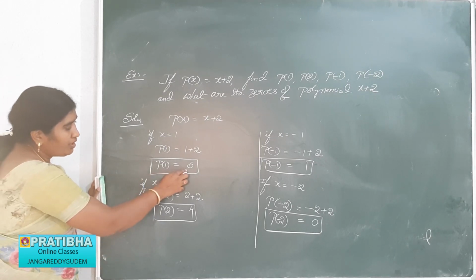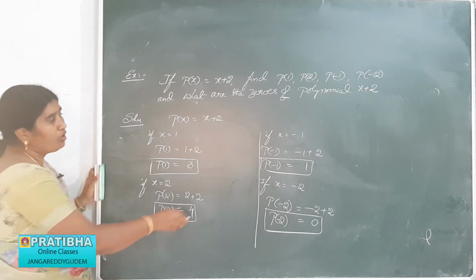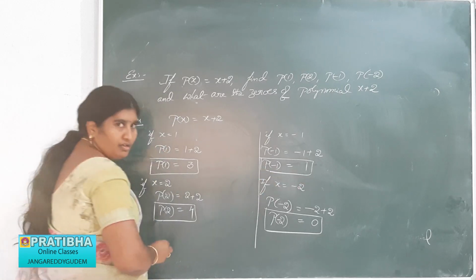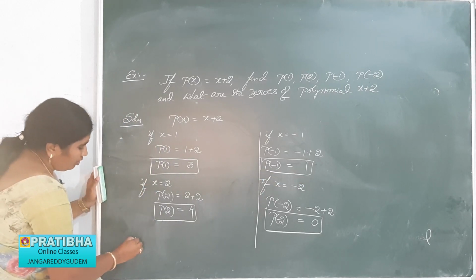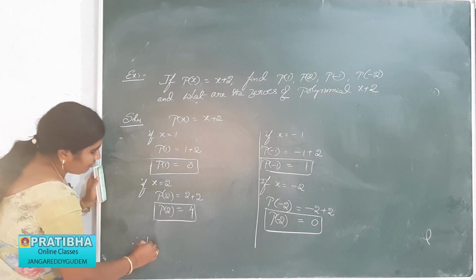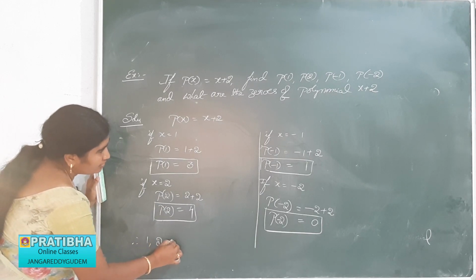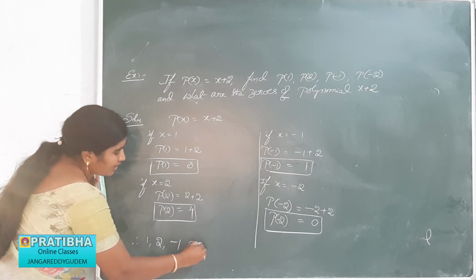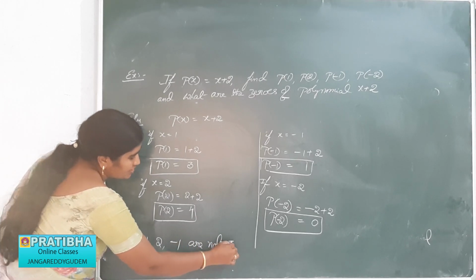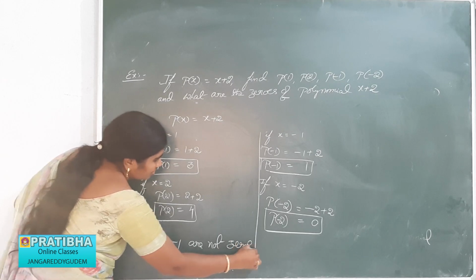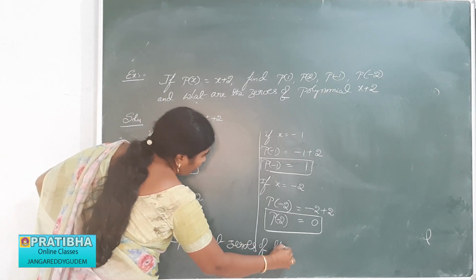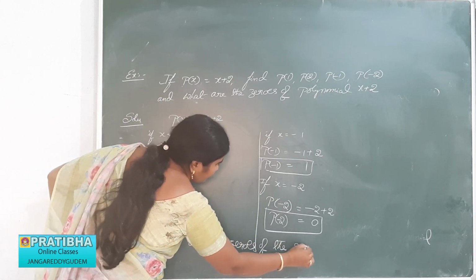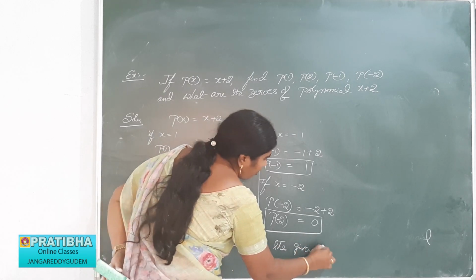Here P of 1 equal to 3, P of 2 equal to 4, P of minus 1 equal to 1. Therefore, 1, 2, minus 1 are not zeros of the given polynomial.